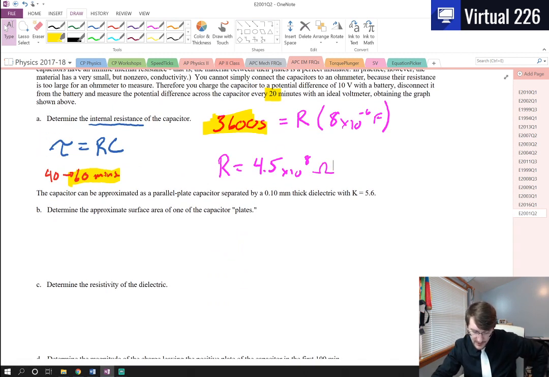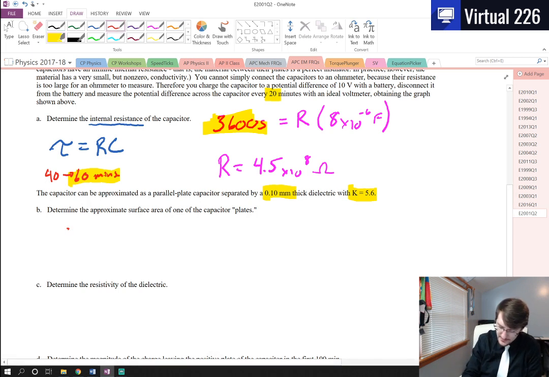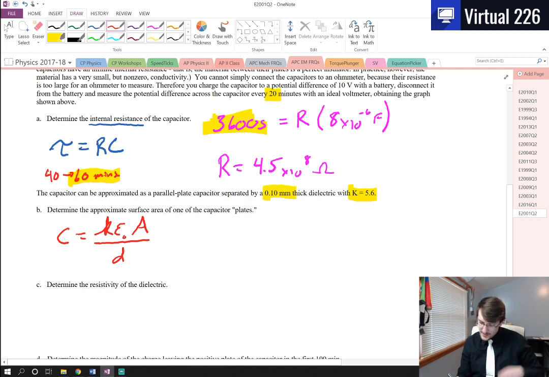For part B, the capacitor can be approximated as a parallel plate capacitor separated by a 0.1 millimeter thick dielectric with a K value of 5.6. What we have to remember now is that the capacitance of a capacitor can be given by the dielectric constant K times epsilon naught, times the cross-sectional area of those plates, divided by d, the distance between the plates. So for this, we just have to enter in values and figure out what A is.